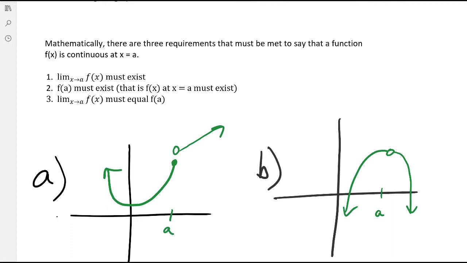The second condition is that f of a must exist. What that means is that we must have a closed dot. We must have a function value there at x equals a. And lastly, the third condition is that the two-sided limit, the limit as x approaches a of f of x, must be the exact same thing as f of a. That is the output value, the y value, whenever x is equal to a. When all three of those conditions are met, we have what's called a continuous function.